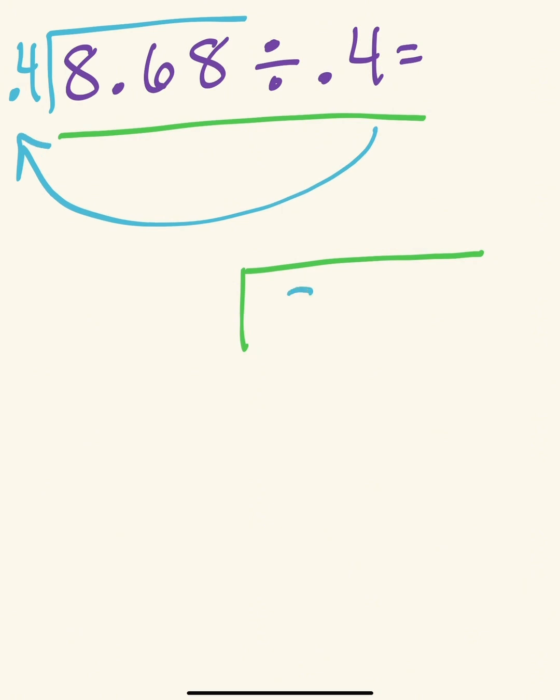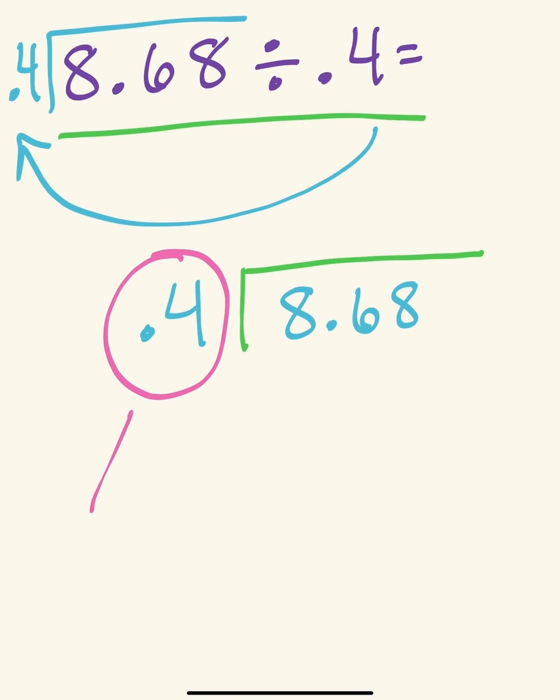So when I rewrite the problem, it is 8.68 divided by 0.4. Okay? We need to make sure that we are ready to solve the problem, because normally, how many equal groups of 4 can I make out of 8? Well, before we do all of that, we need to pay attention to these decimals. And if there is ever a decimal that is written in your divisor, you have to move it and make that divisor a whole number.